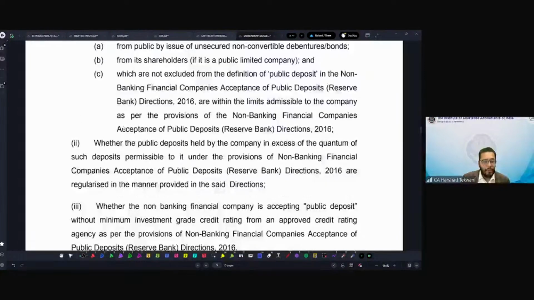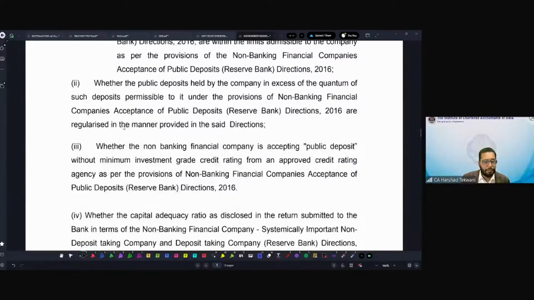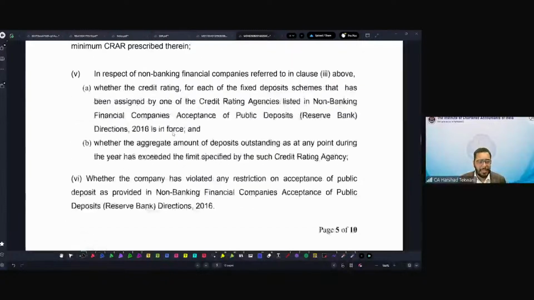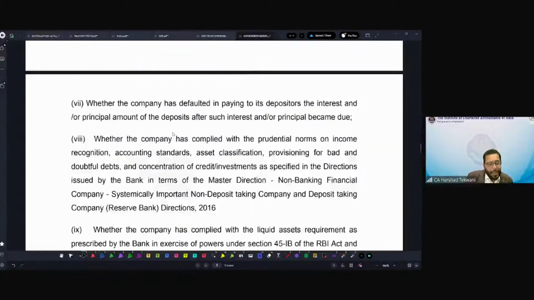Then you have other various reporting requirements in this. And if I talk about this, whether the company has complied with the prudential norms, the prudential regulation that we are talking about, as an auditor, we are required to report on this.